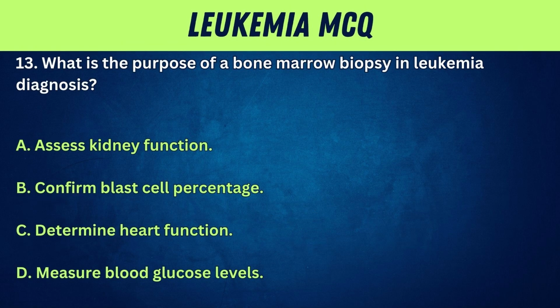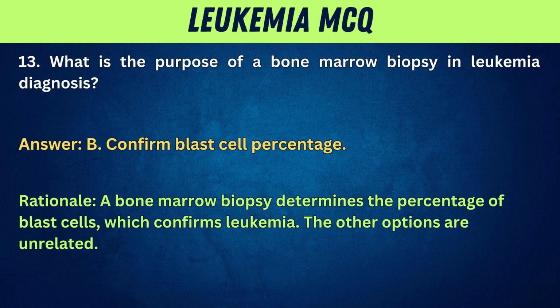13. What is the purpose of a bone marrow biopsy in leukemia diagnosis? A. Assess kidney function. B. Confirm blast cell percentage. C. Determine heart function. D. Measure blood glucose levels. Answer: B, confirm blast cell percentage. Rationale: A bone marrow biopsy determines the percentage of blast cells, which confirms leukemia. The other options are unrelated.